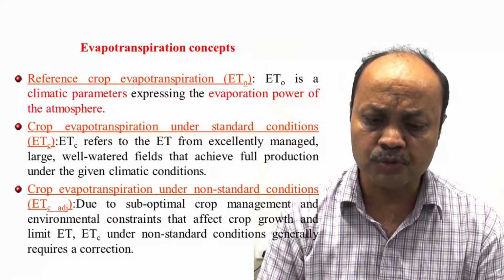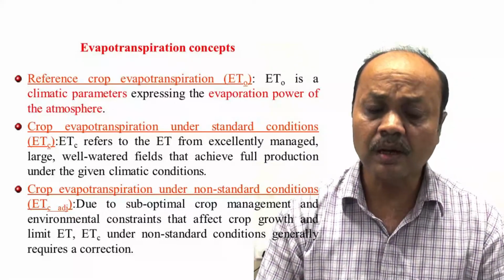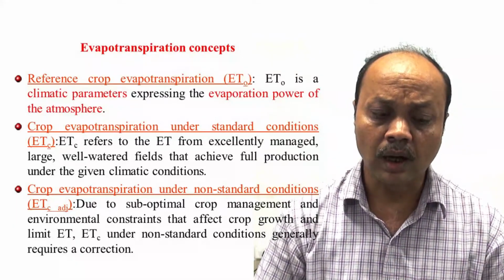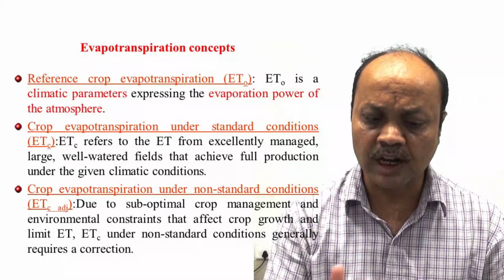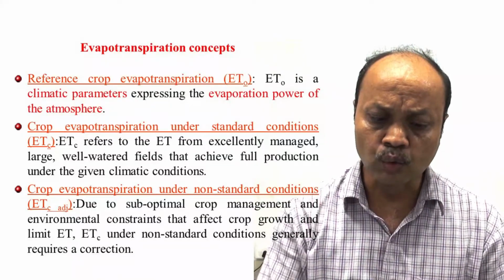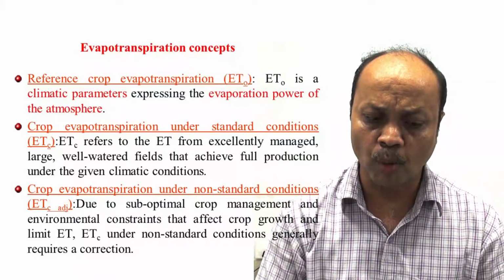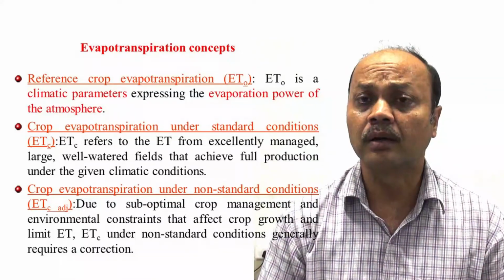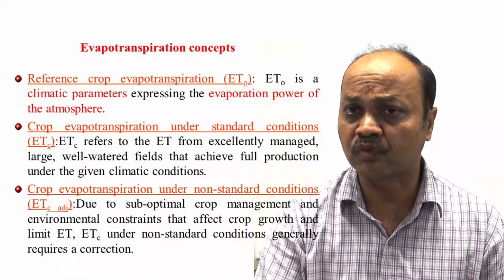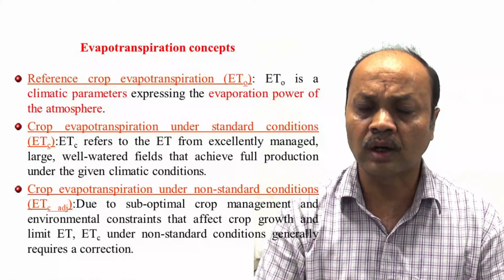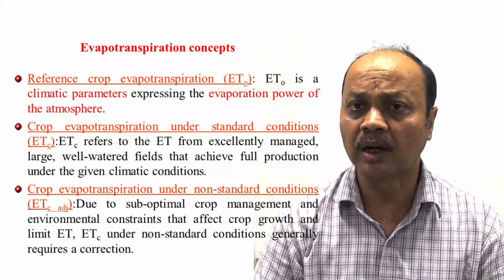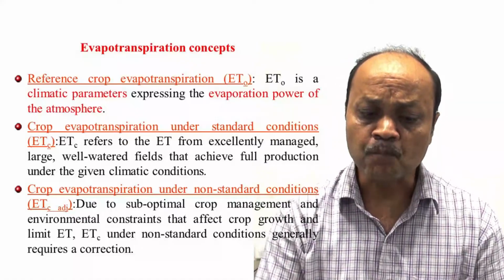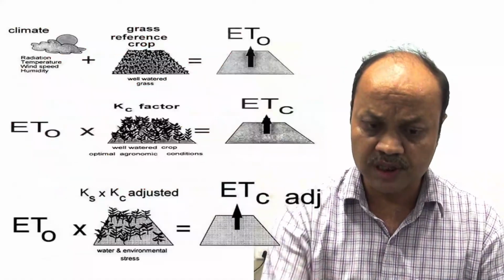And then the crop evapotranspiration under non-standard condition, means if your growing condition is not optimal, in that condition what is your crop water requirement? That is the crop evapotranspiration under non-standard condition due to suboptimal crop management or environmental constraint that affect the crop growth and limit the evapotranspiration. Certainly, as we discussed, there are various factors. So if you're cultivating the crop not in normal condition, in that case your crop evapotranspiration, means the crop water requirement, will be under non-standard condition. So it is clear from here.